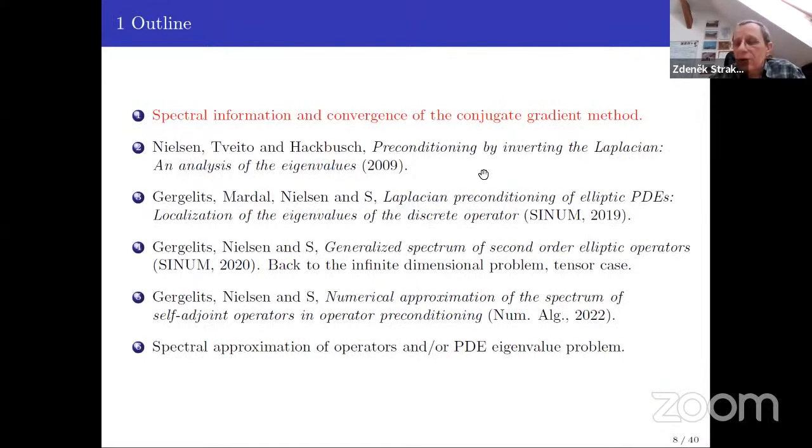So first, let's recall a few words about spectral information and convergence of the conjugate gradient method. That's material that has been lectured many times, but I'll go through that quickly. And then we have 4 papers actually. I will just recall the basic, most important results from all these papers. It will give us a story, and then a few comments on the spectrum and eigenvalues relationship.